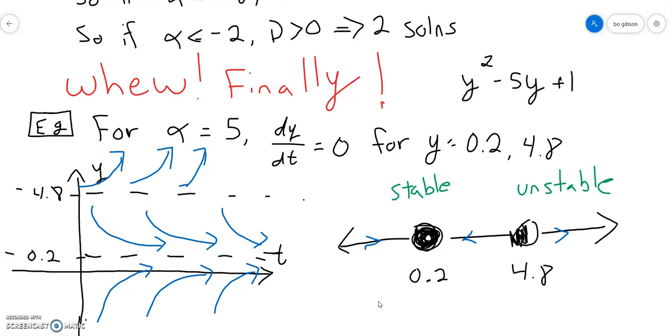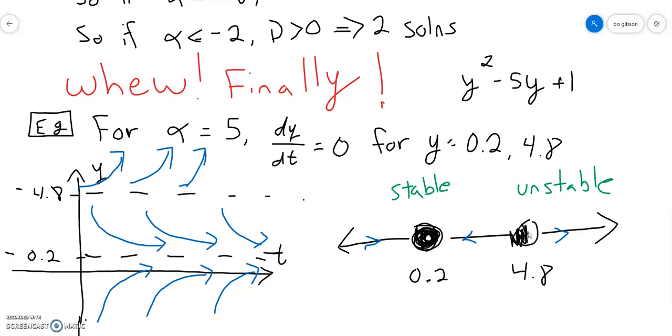Now, I got 0.2 and 4.8 because I chose that particular value of alpha. If I would have chosen alpha equal 10, I'd get different numbers here. But regardless, whatever number I got here, the first one was always going to be stable.